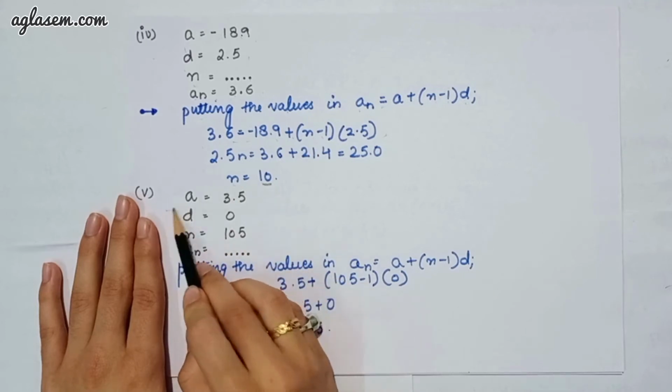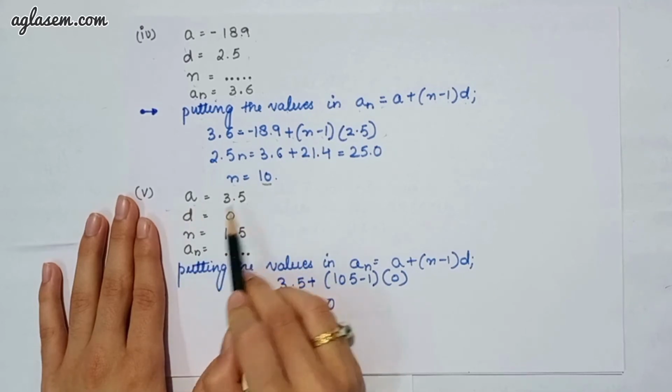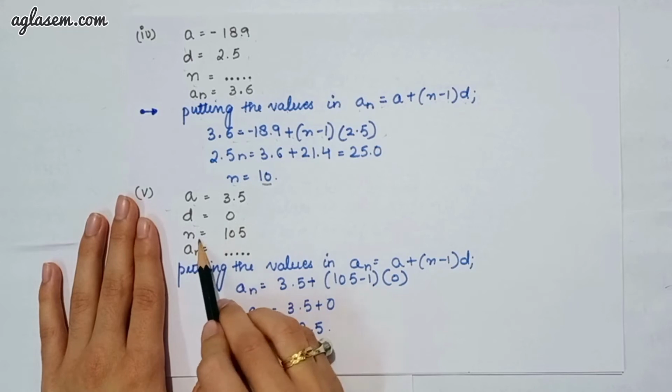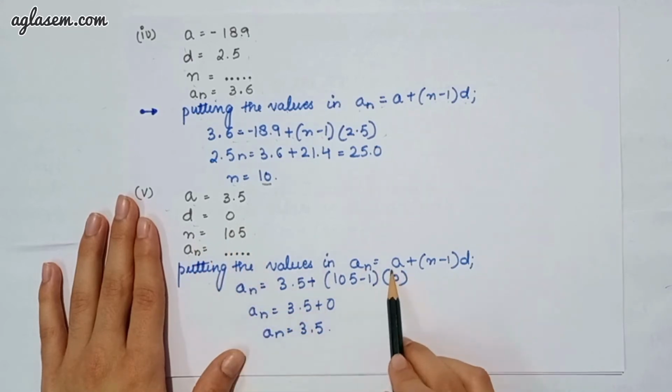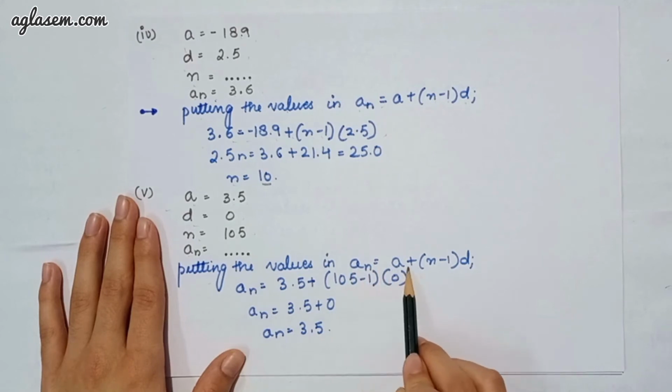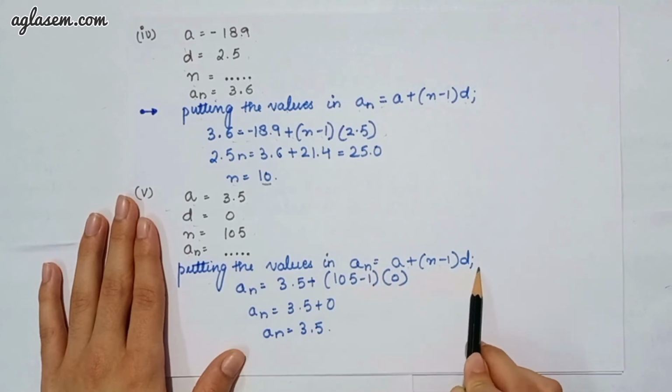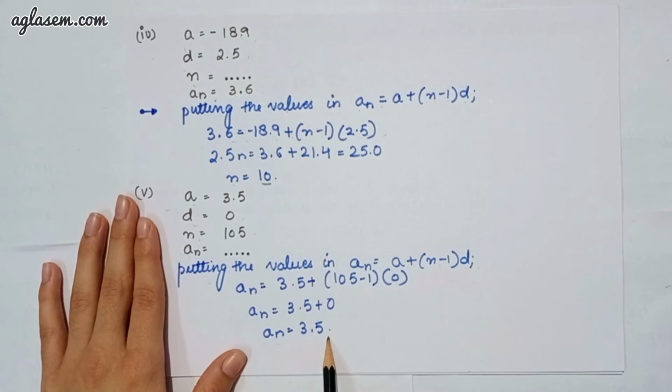The fifth part says A is given, that is 3.5, D is given, that is 0, N is given 105 and AN we have to find. So again we have to put the values in the equation, that is AN is equal to A plus N minus 1 into D, which will give you AN as 3.5.